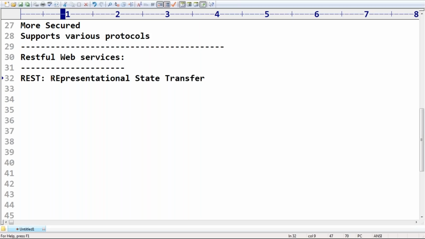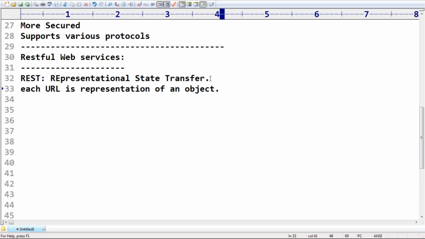Okay, it means each unique URL is a representation of some object. Remember that each URL is a representation of an object. Object means resource, right? Object means resource, representation of an object.